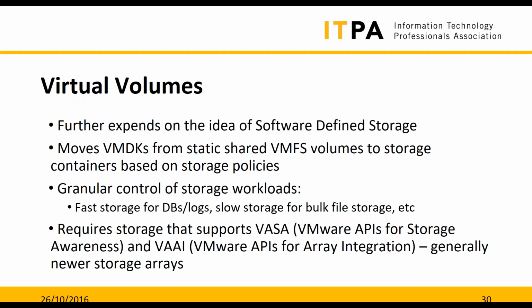Effectively what you end up with is a vVol per VM, and that vVol is made up of a number of different VMDK files sitting on different storage based on policy. As I mentioned, it gives you granular control of your storage workloads. You can define a virtual machine that's running databases that says it needs fast storage for its databases and logs, or you might have another VM which says I only need slow storage for bulk file storage. And then as you define the requirements of the VM, the storage is automatically provisioned for you.